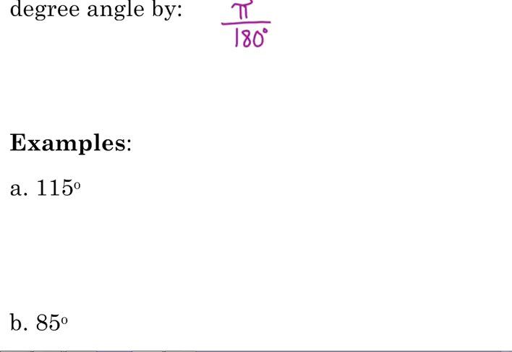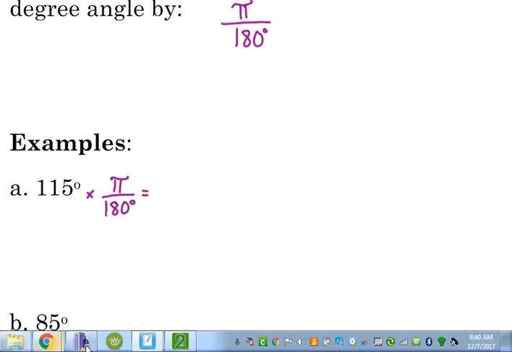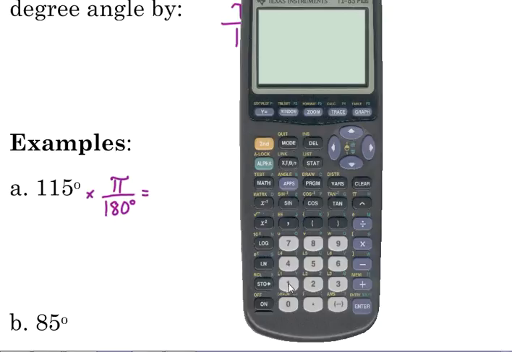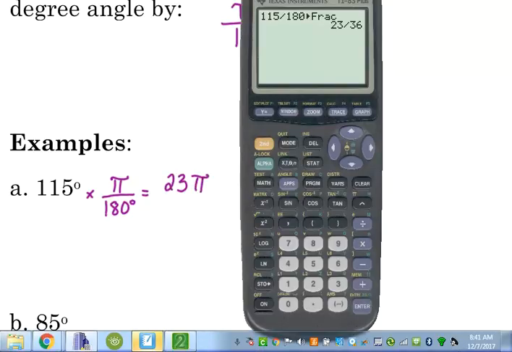So if we have 115 degrees and we want to express that as radians, we are going to multiply it by pi over 180. Now, here's the thing. Radians, we want to leave the pi. So pretty much all we're going to do is 115 divided by 180, because the 180 is on the bottom, and we're going to turn that into a fraction. So this is equal to 23 pi over 36.